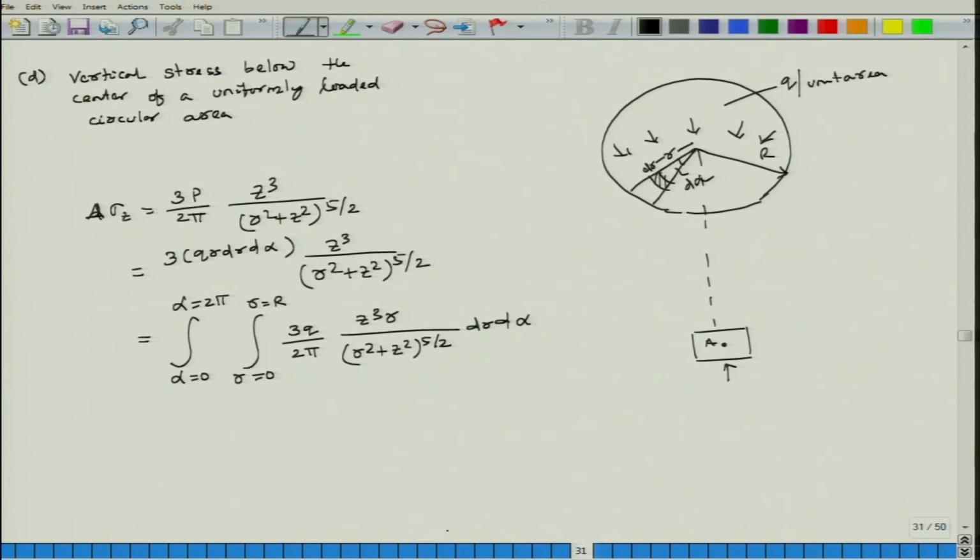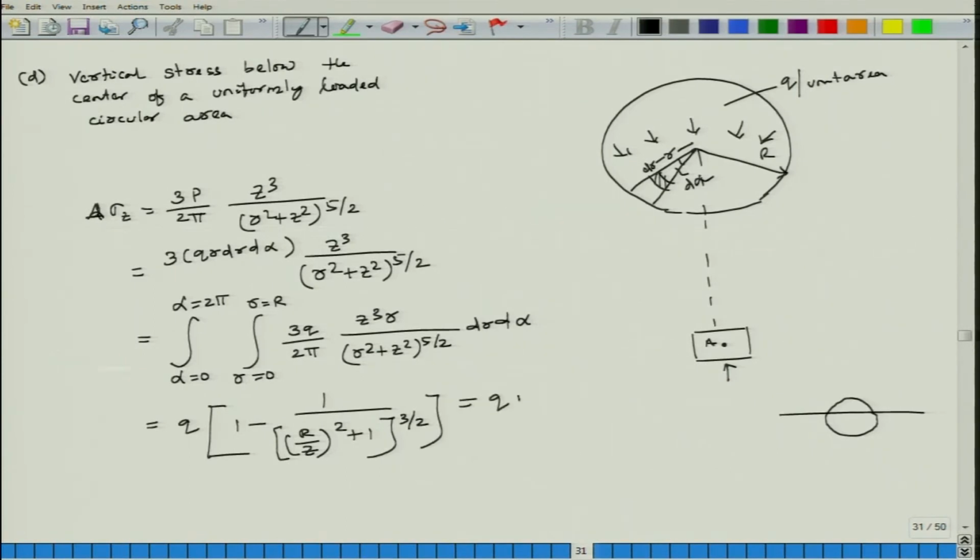Then it will be z q by (r square plus z square) to the power 5 by 2, and it is varying because there are two unknowns, one is alpha, one is your r. So r is varying from 0 to r, that means the entire radius. Then alpha is varying from 0 towards 2 pi, completely around. So alpha is equal to 0 to 2 pi integrated over this, then you will get the value. The value is q into 1 minus 1 by ((r by z) whole square plus 1) to the power 3 by 2, which is equal to q into I.